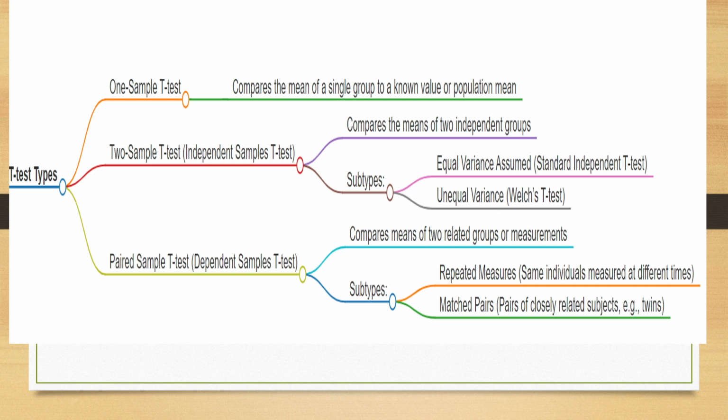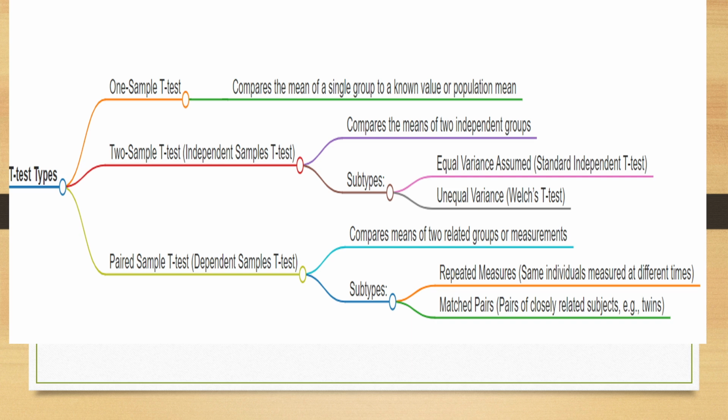So here we will see the t-tests. As we have seen, there are three types of t-tests: the one sample t-test, the independent t-test, and the paired sample t-test. Sometimes the independent t-test is also called the two sample t-test, and the paired sample test can be called the dependent sample t-test.